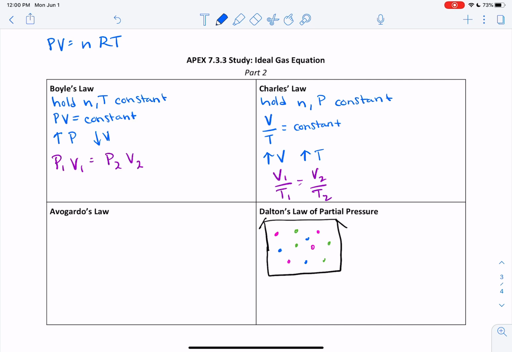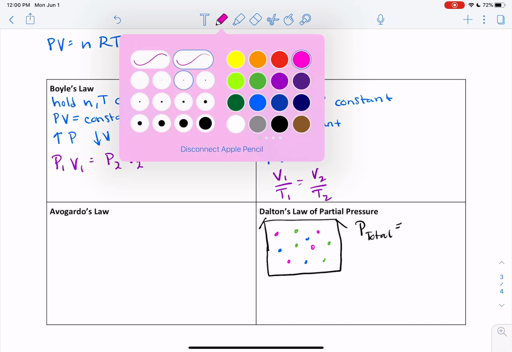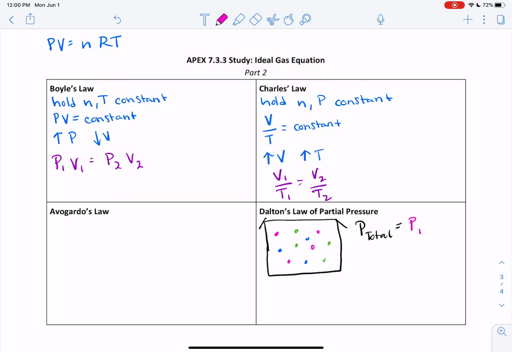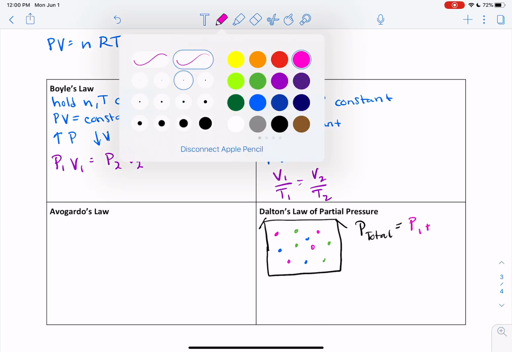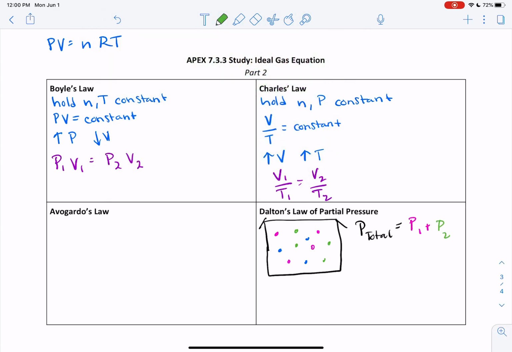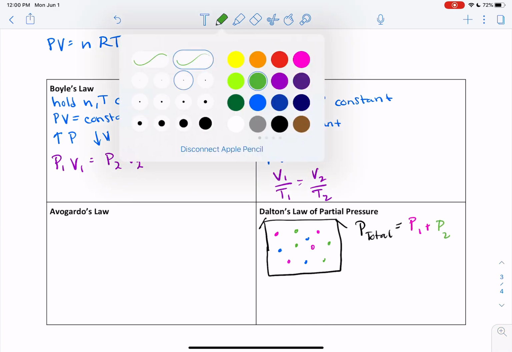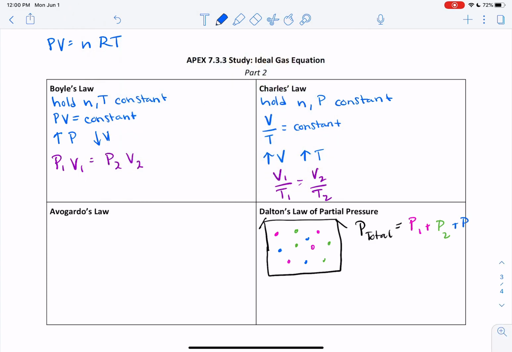What Dalton's law of partial pressure says is that the total pressure inside this container is going to be equal to the pressure of each part, right? So the total pressure is going to be equal to the pressure of all the pink particles plus the pressure of all the green particles plus the pressure of all the blue particles, okay?